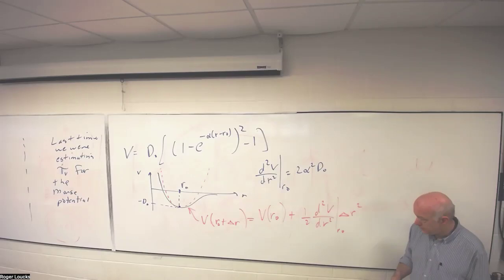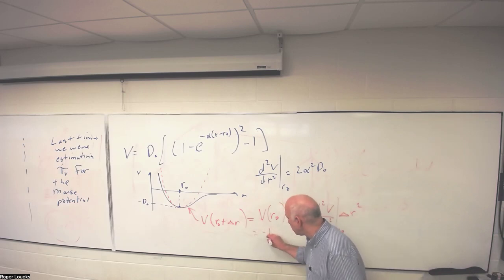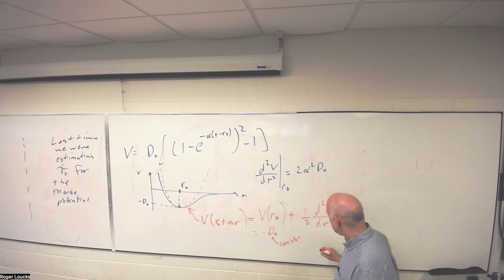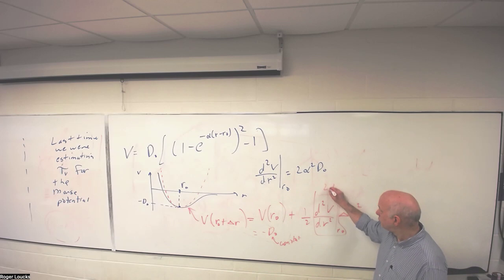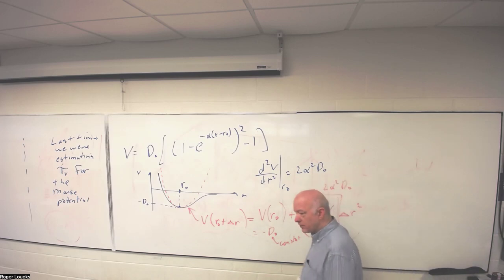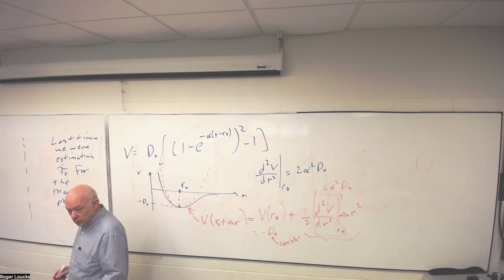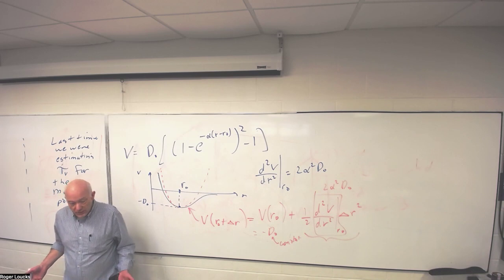We got that. This was our minus D naught, and this is a constant. And then this guy turns out to be our buddy here, our 2 alpha squared D naught. But if you look at this whole thing, what did we say that whole thing is? The potential. We compared it to the harmonic oscillator, which is 1/2 kx squared.